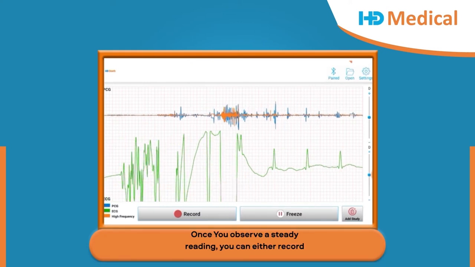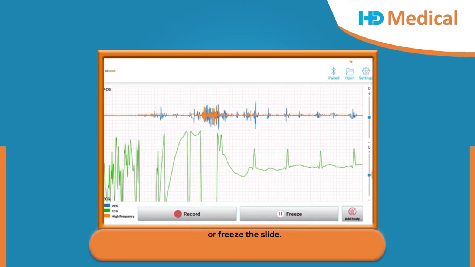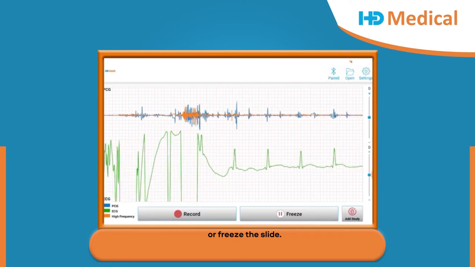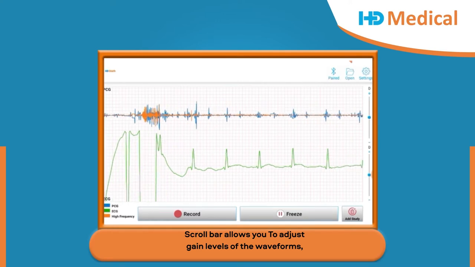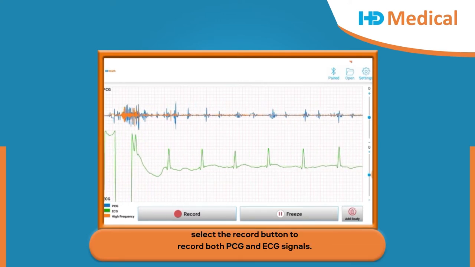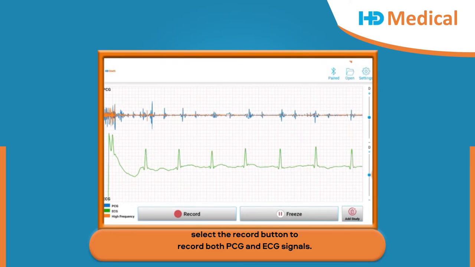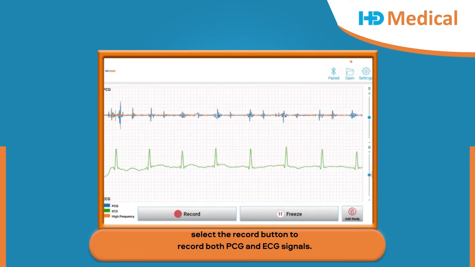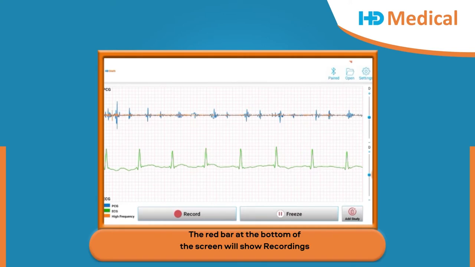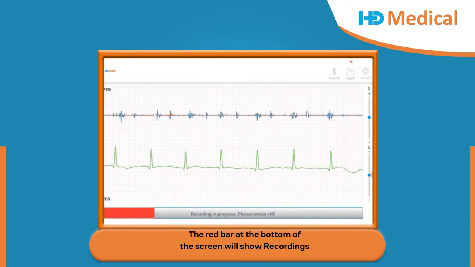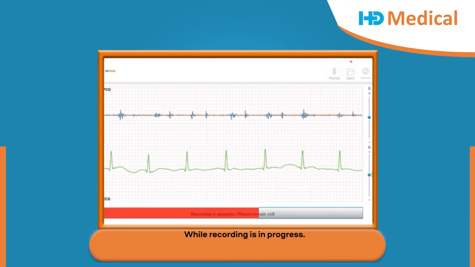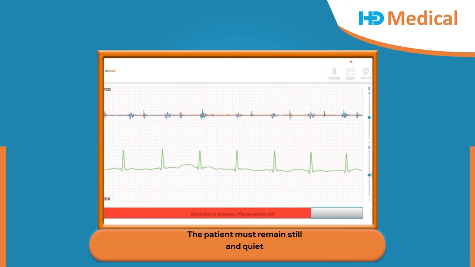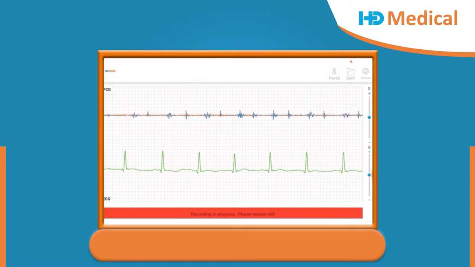Once you observe a steady reading, you can either record or freeze. The side scroll bar allows you to adjust gain levels of the waveforms. Select the record button to record both PCG and ECG signals. The red bar at the bottom of the screen will show recordings in progress. While recording is in progress, the patient must remain still and quiet.